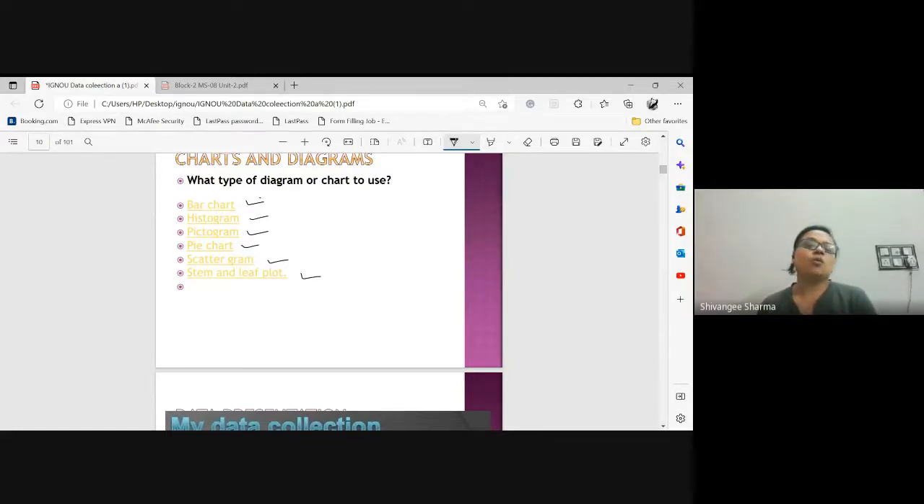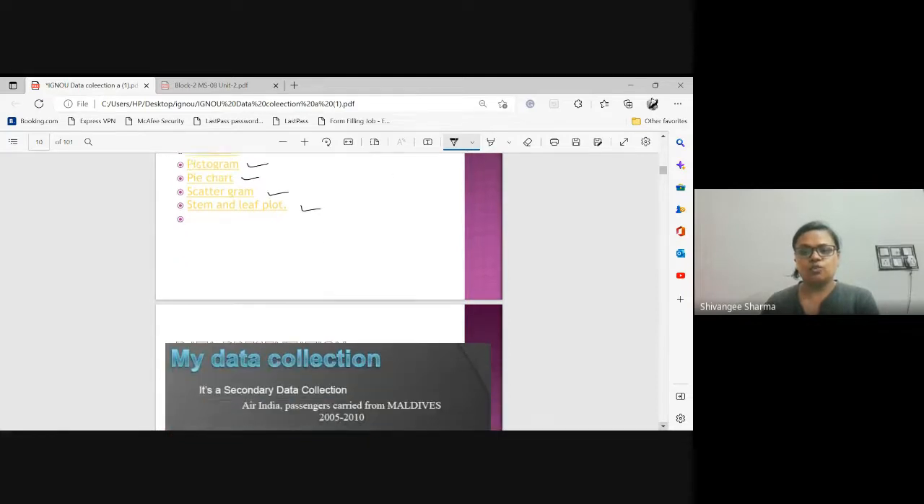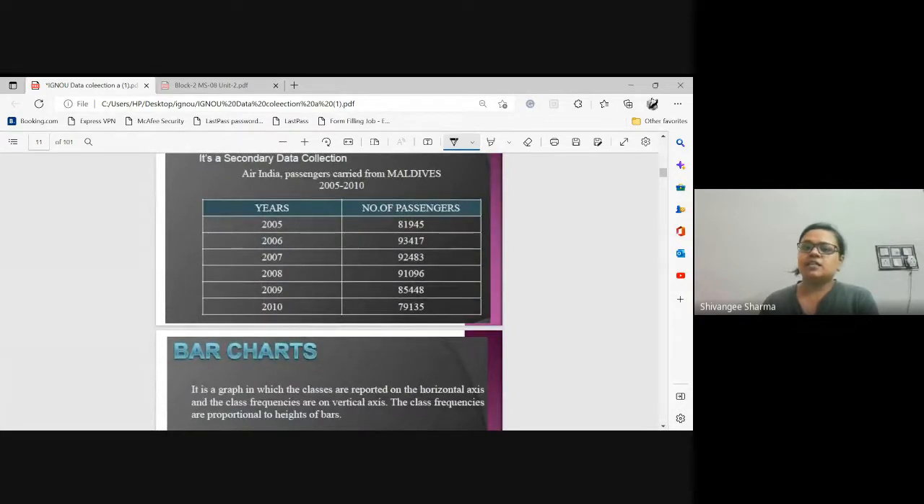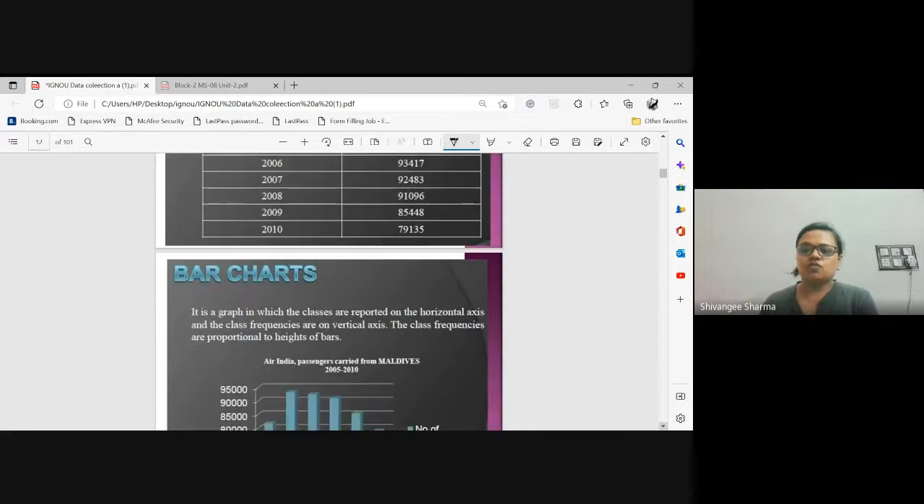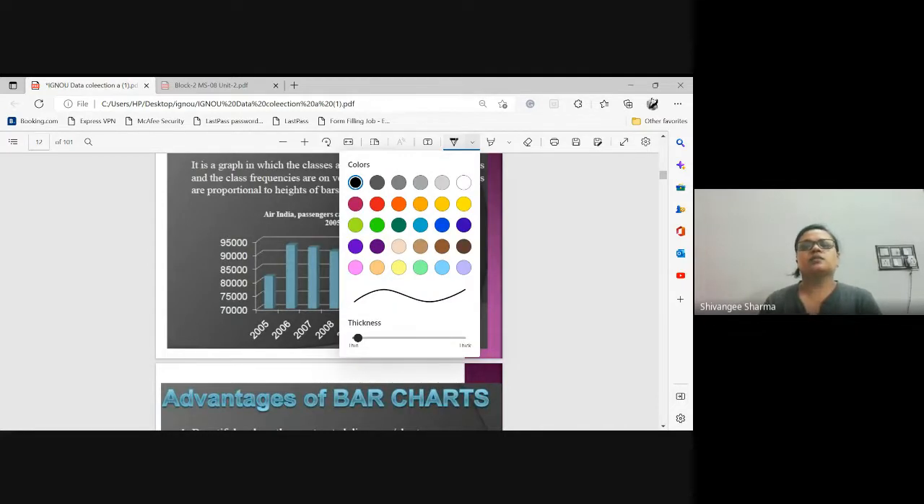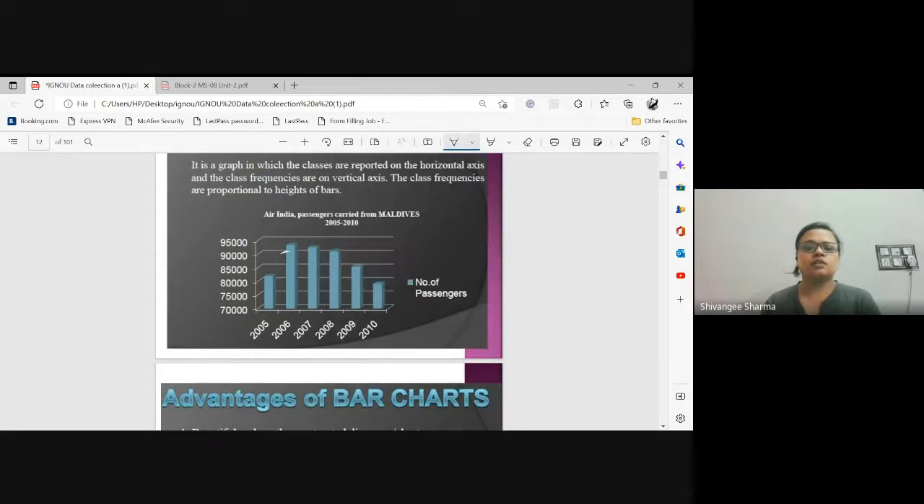Representation is basically required so that you can make inferences and make decisions on the basis of those representations. So suppose, just taking this example, it's a secondary data. Indian passengers which are being carried in 2005 to 2010. And if you are using bar charts for that, then this is how a bar chart looks like. These are simple bars, and these sky blue colors represent the amount which is on the y-axis.